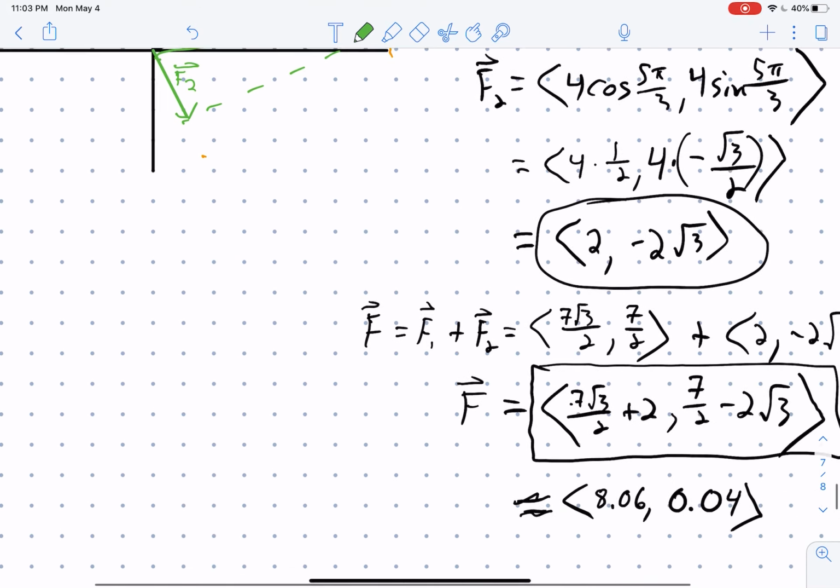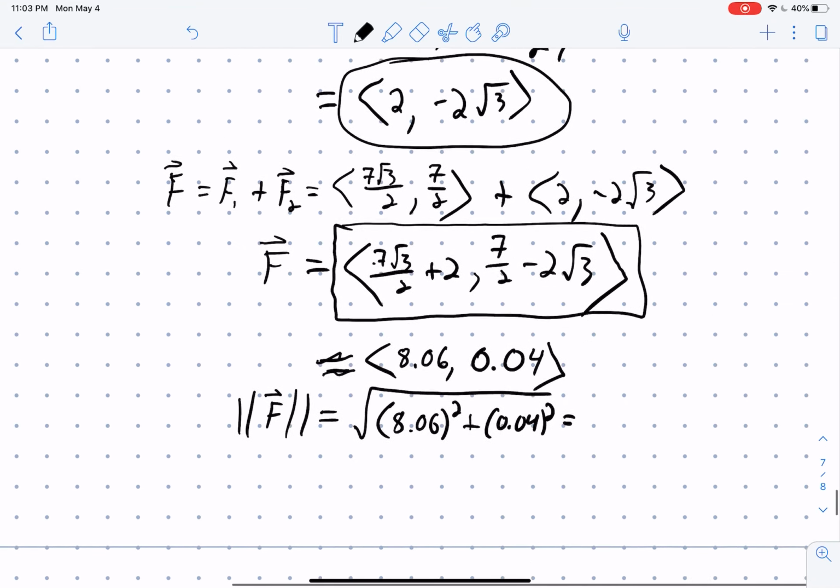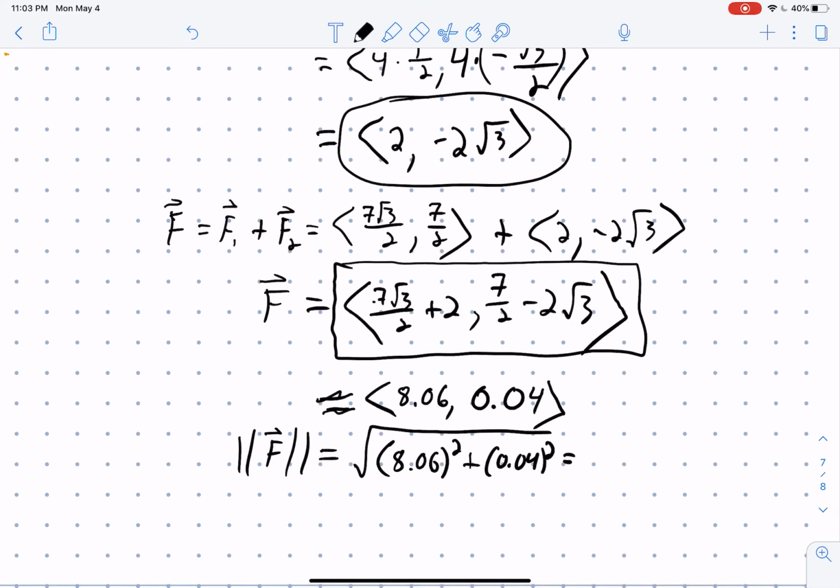Now, I just want to talk about one more thing, which is what is the magnitude. Let's switch this guy back to F. What is the magnitude and the direction of this? So the magnitude of F, I think that's the part that means the most to me physically, is like how hard you're pushing on it. It's how much force in total is being exerted. And we can calculate that by doing the square root of 8.06 squared plus 0.04 squared. And altogether, that gets us about 8.06 newtons.